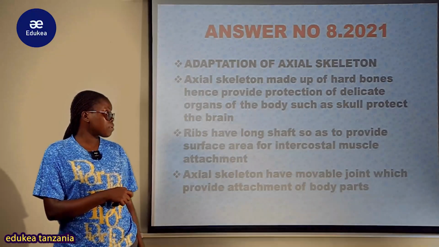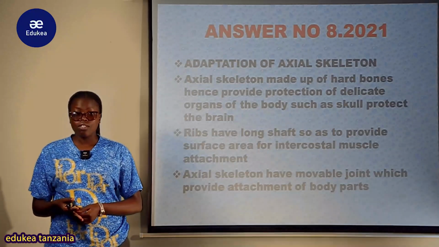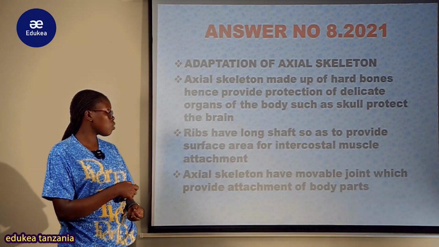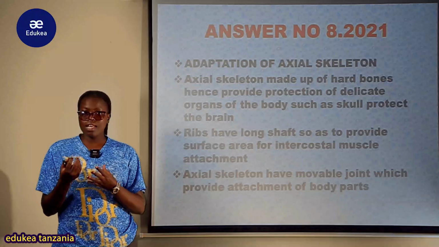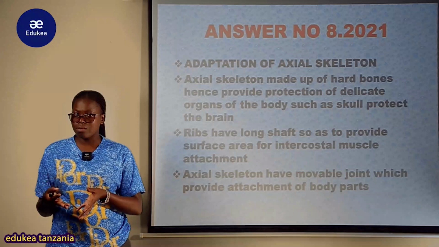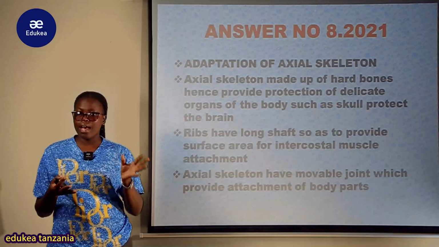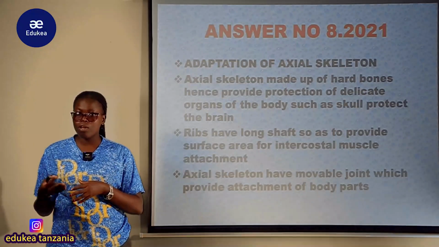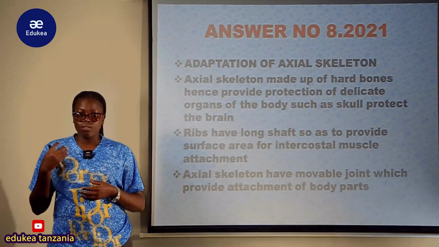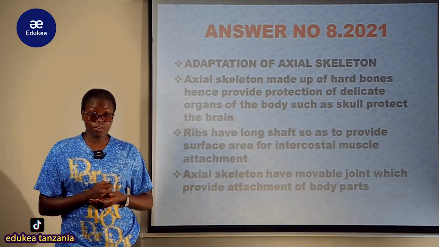First, the exoskeleton is made up of hard bone. For example, the hard bone we see in the cranium, which is made up of hard flat bone. So the exoskeleton is made of hard bone, hence it provides protection of delicate organs of the body, such as the skull protecting the brain. Example, the skull protects delicate body parts like the brain and accessory organs like the eyes, ears, inner and middle ear. We have the ribs, where there are the heart and lungs. We have the variety of vertebrae, where delicate bodily organs are located.